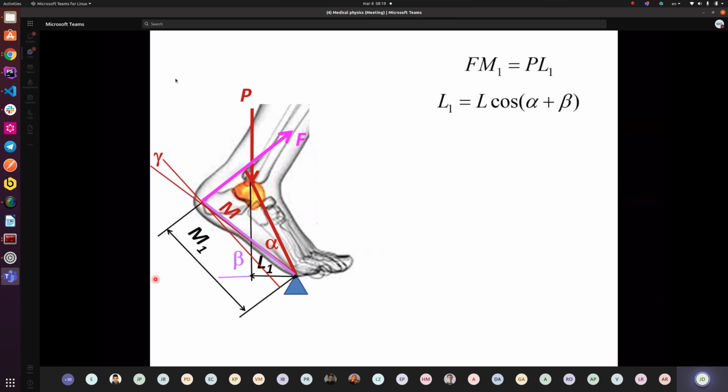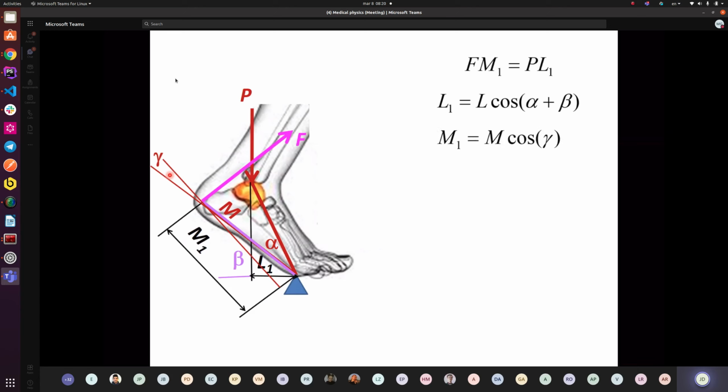So now have a look. There is some deviation in between the horizontal line in the previous slide, in between this direction of M against the direction of the force F. So this is the small angle gamma. So this gamma definitely depends on beta. Because of walking, we're changing beta, and as a result, gamma is changed.